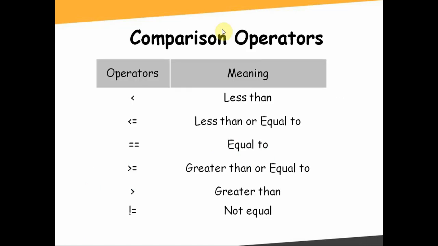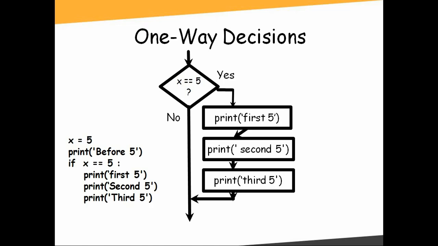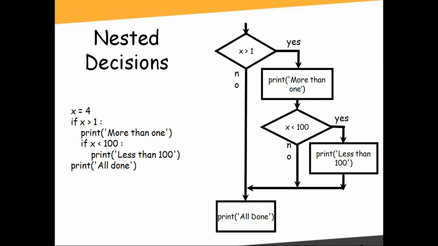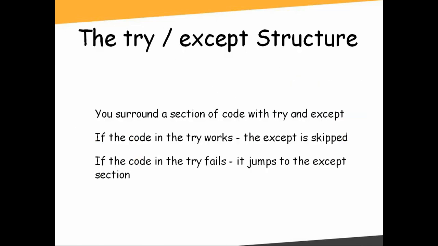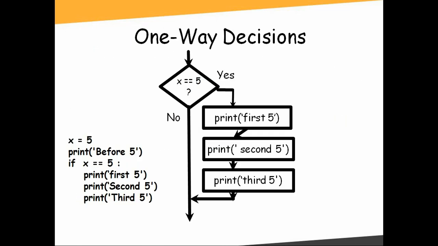Take a look at these comparison operators. So this is less than, and then less than or equal to. These are the operators we can use for comparison. You can use these operators to compare integers, float values, or even strings. First we have some types: one-way decision, two-way decision, nested decision, and multi-way decision. These are the variants of if else statements.